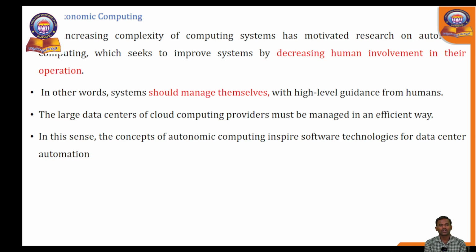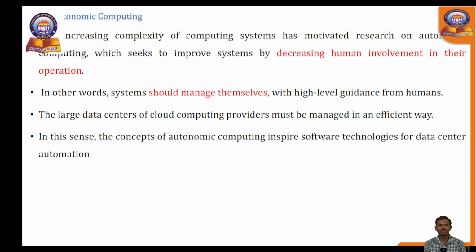Last one is autonomic computing. The increasing complexity of computing systems has motivated research on autonomic computing, which seeks to improve systems by decreasing the human involvement in their operation. So the systems should manage themselves.